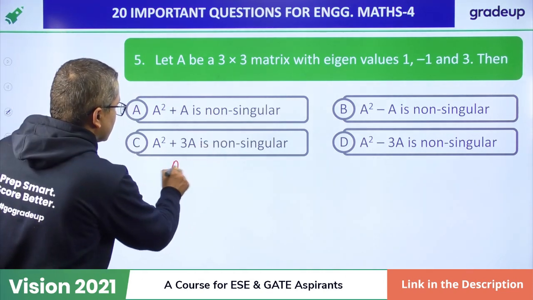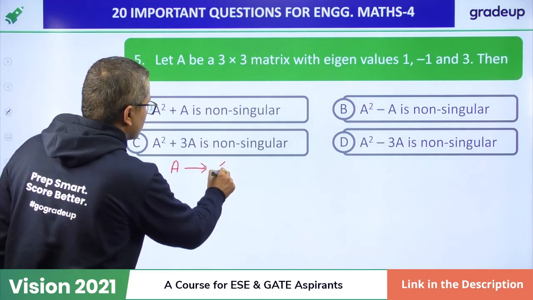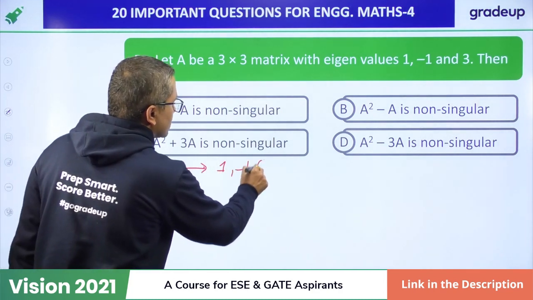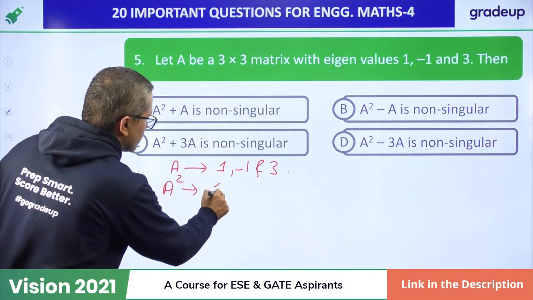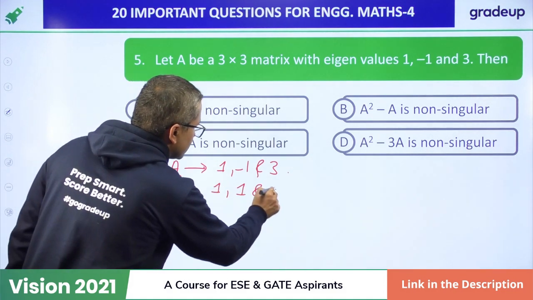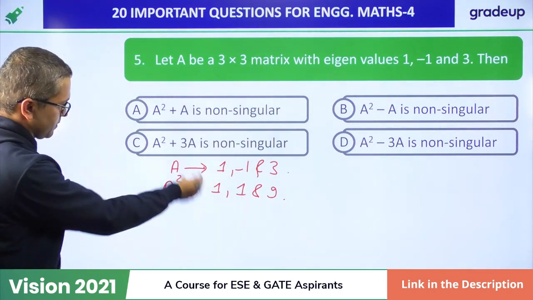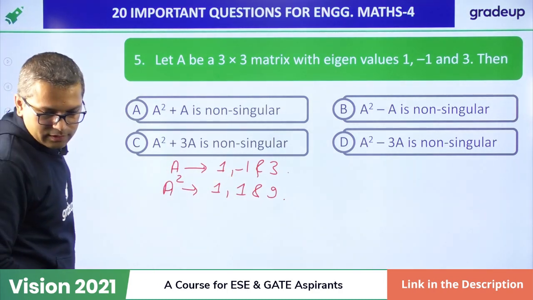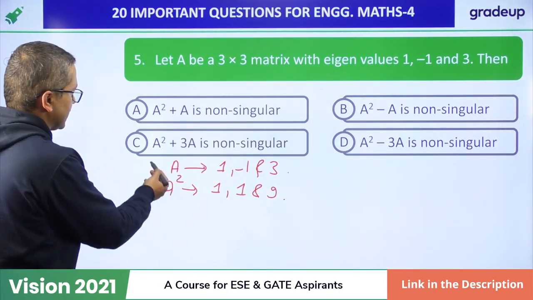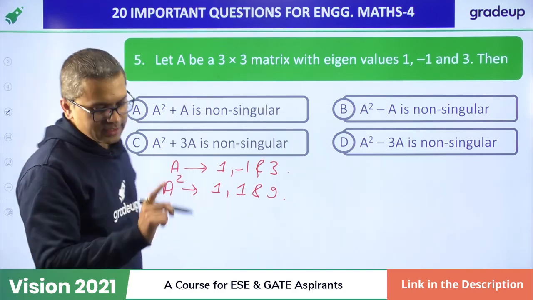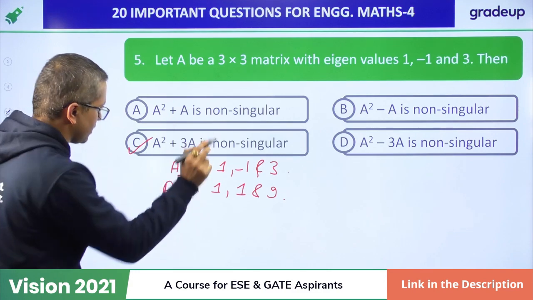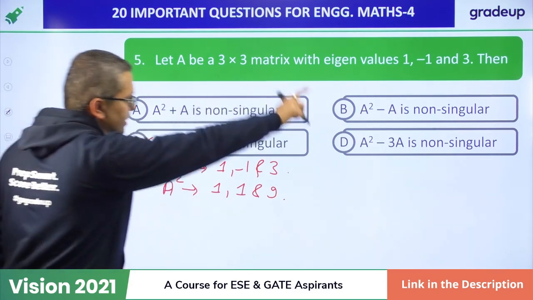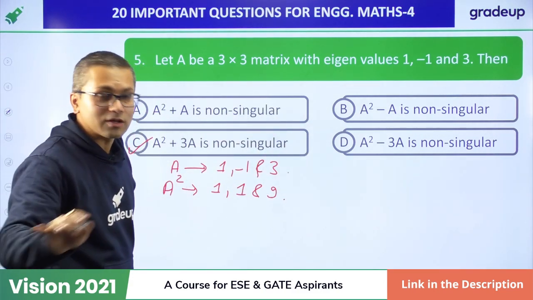So A has eigenvalues of 1, -1 and 3. So A square has eigenvalues of 1, 1 and 9. I just squared them, all right? This is a property. Is that good? Okay, let me tell you the answer, I think it's C. Yes, it's C. Now I'm going to tell you why it is C. You can check it with the remaining options out there.